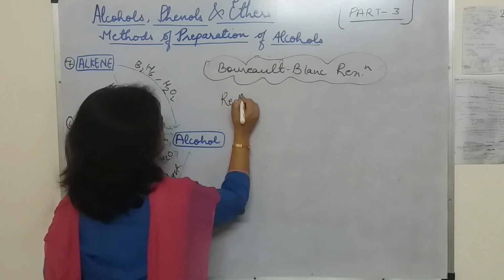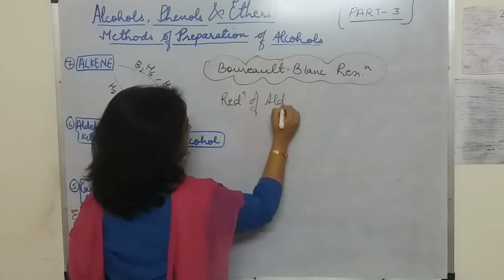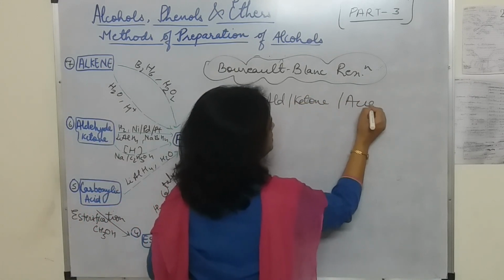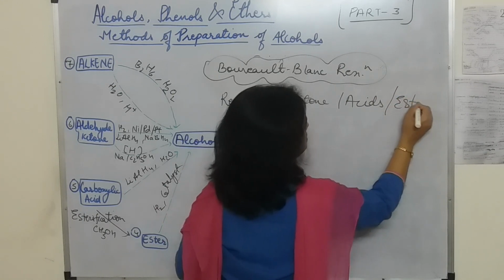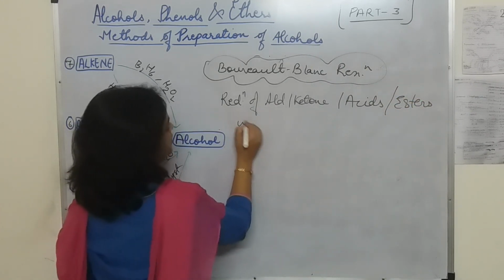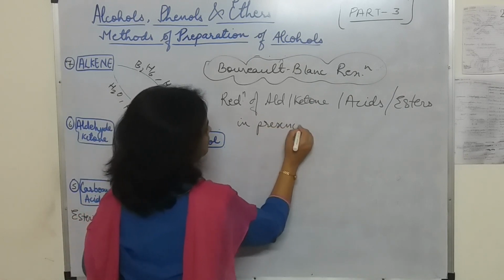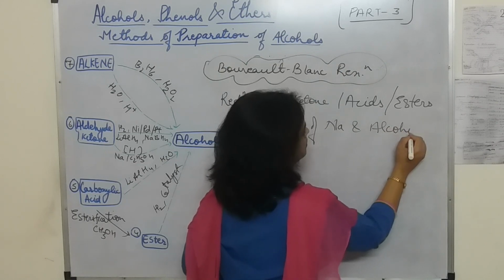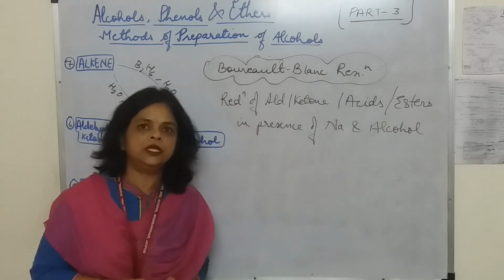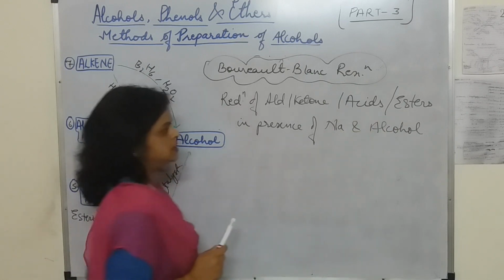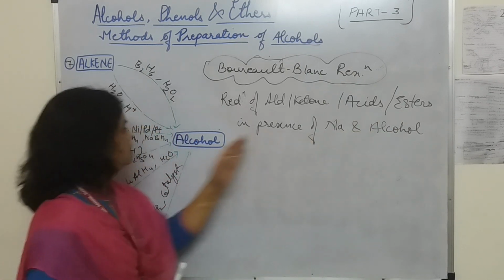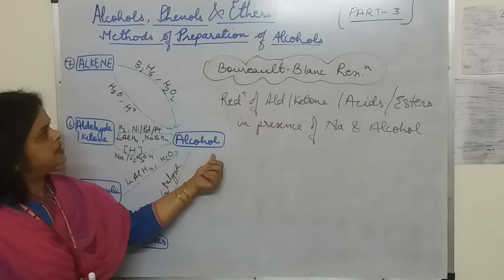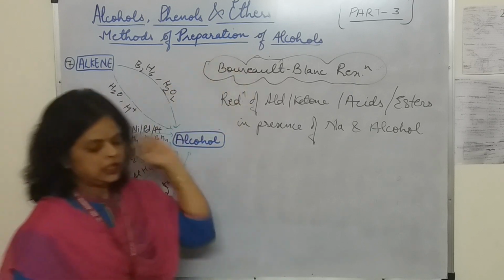Reduction of aldehyde, ketone, or acids or esters in presence of sodium and alcohol. The reduction of aldehyde, ketone, acids or esters in presence of sodium and ethanol, that is reduction of them, will take place to alcohol, and that is a special name reaction, Bouveault-Blanc reaction.